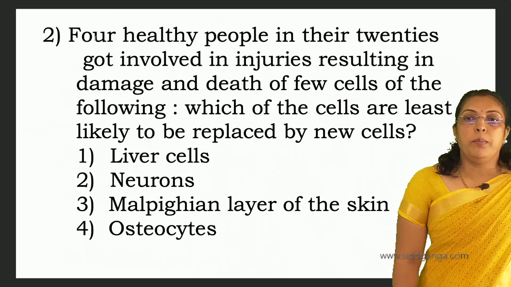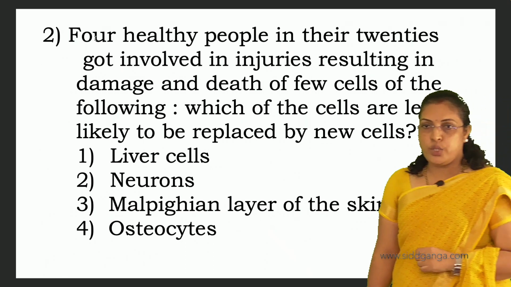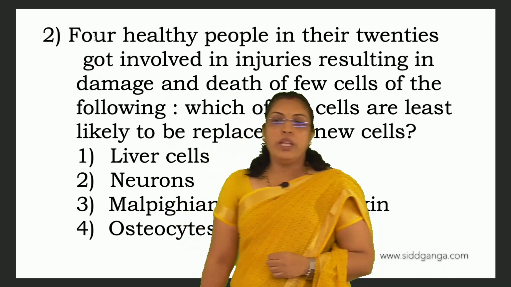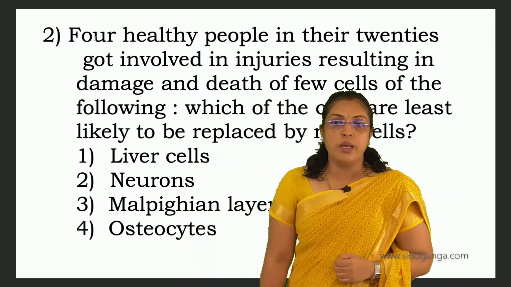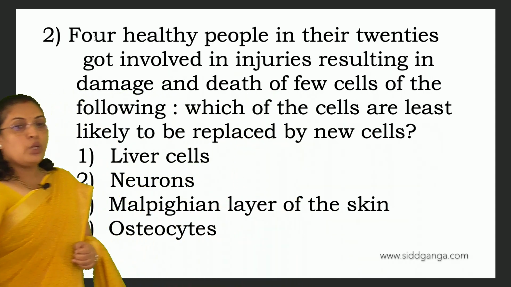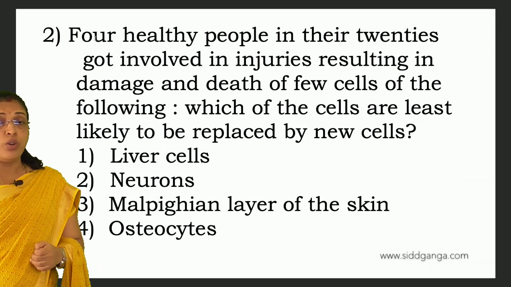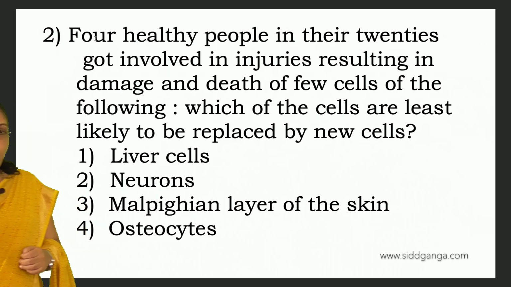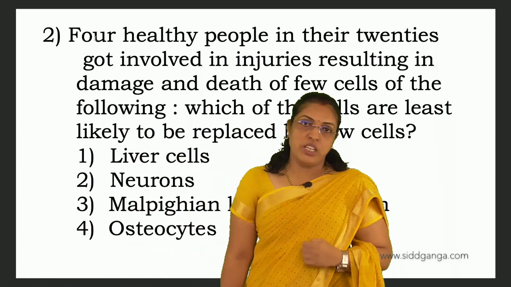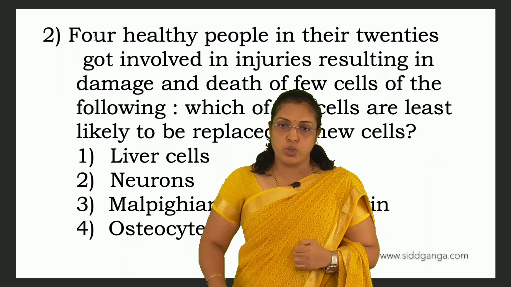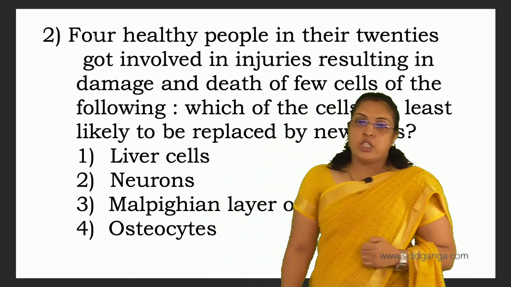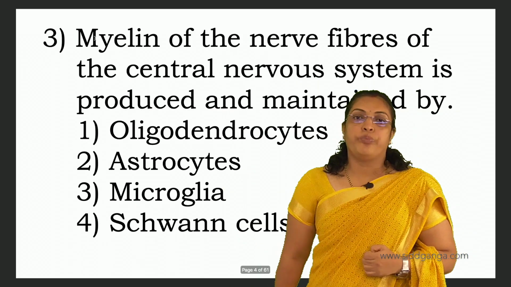Then four healthy people in their 20s got involved in injuries resulting in damage and death of a few cells of the following. Which of the cells are least likely to be replaced by new cells? They have given liver cells, neurons, Malpighian layer of the skin, osteocytes. We know that neurons lack centrioles. Due to the absence of centrioles, neurons are not able to divide, so they are the cells least likely to be replaced.